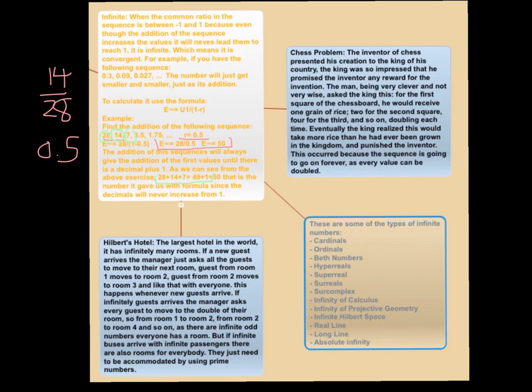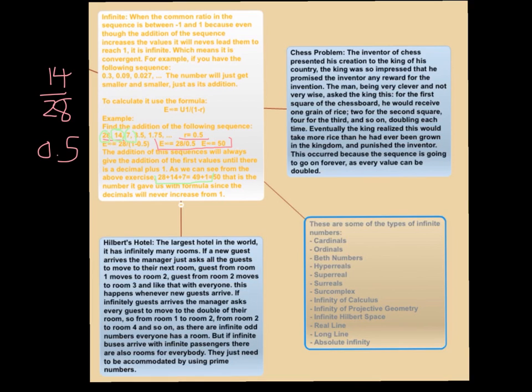Now there are two clear examples of this. The chess problem: it is said that the man who invented chess presented the creation to the king, and as the king was very amused, he told him that he will pay anything for it. And the chess inventor, who was very intelligent but not wise, asked the king this: for the first square of the chessboard he will receive 1 grain of rice, 2 for the second square, 4 for the third, and so on, doubling each time. Eventually, the king realized this would take more rice than he had ever grown in the kingdom and punished the inventor.